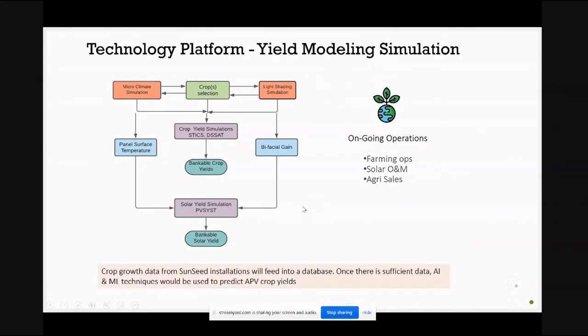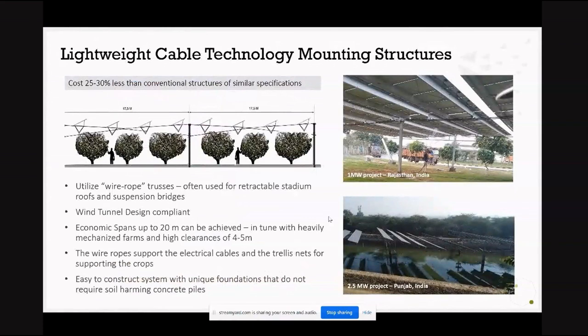So we were doing these simulation models, and also, because farming is complex, we would do the ongoing farm operations as well, including the agricultural sales. And the other major thing that we provide is lightweight mounting structure. So as Max just said, one of the main extra costs of an APV project is the structure, if you want to raise it high and do APV in the proper way. So we have cable technology, which is proven through not APV projects, but other projects that we've done using this technology. We've done a project over a canal in Punjab, over a field in Rajasthan, and these are 10 to 30 meter spans using cables, which significantly reduces the cost by about 25 to 30%, depending on the span. And we have integrated specific APV features that actually would help the agriculture as well.